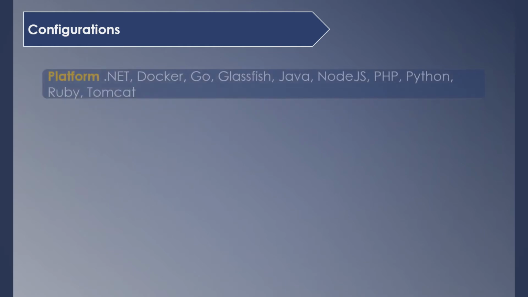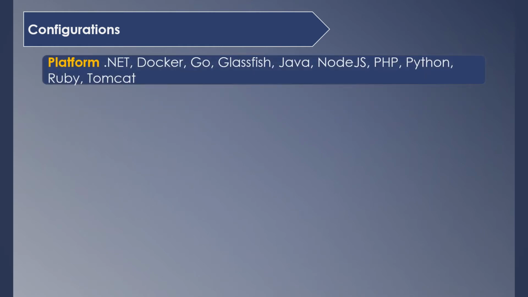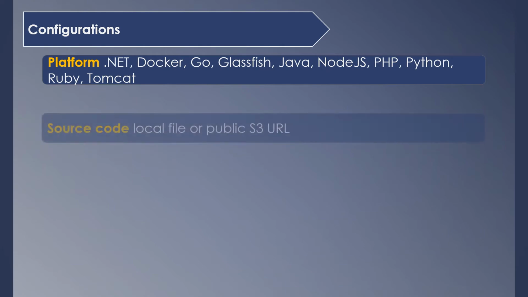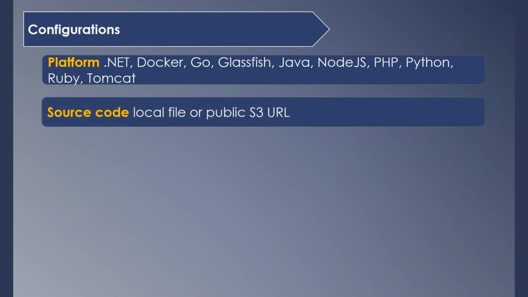Next, we are going to take a look at the configuration options for the applications and environments in Elastic Beanstalk. The first thing you will have to select while creating any application is the platform. You have 10 options to choose from at the moment. They are listed here. And then you will have to upload your code as a source bundle, which will be stored in S3, or you can specify a S3 URL where you have already uploaded your files.